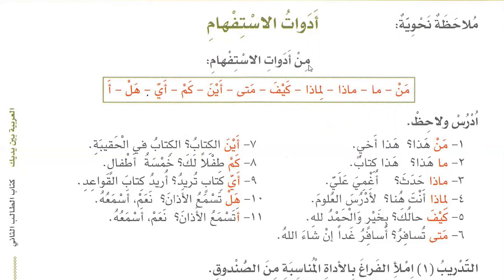And then, study the examples. Number one: man haza? Haza akhi. Who is this? This is my brother. Number two: ma haza? Haza kitab. What is this? This is a book. Number three: maza hadatha? Ughmiya Ali. Hadatha means happened. What happened?